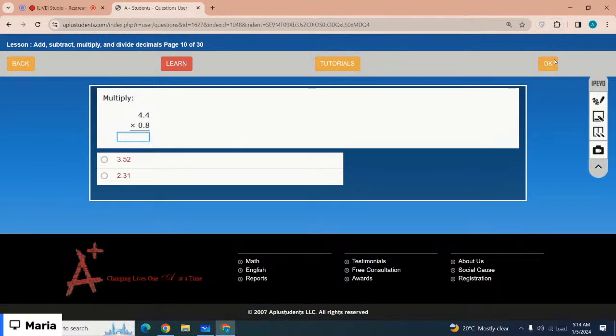You have to multiply, right? The correct option is 3.52, right? Option number 1 is the correct option. Okay, you can complete the lesson by yourself later today. Let me just move on to the next lesson.